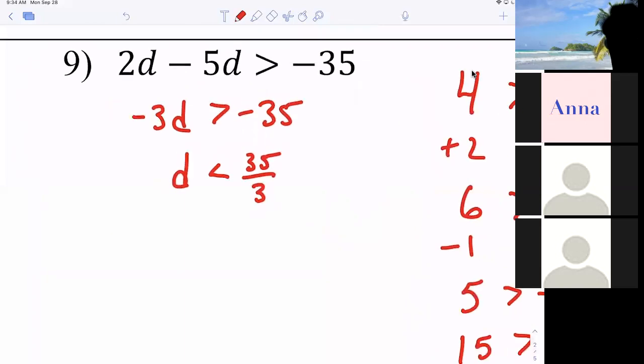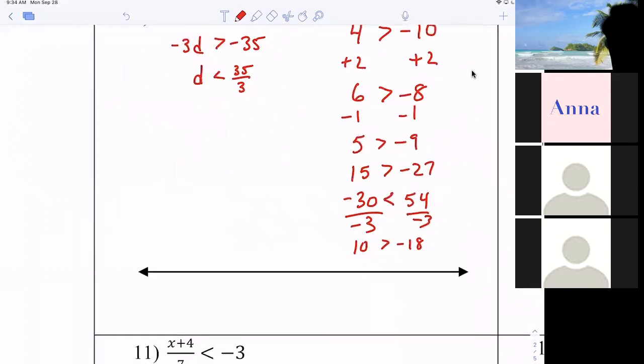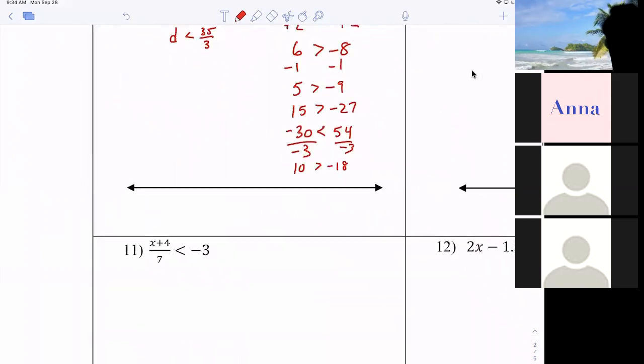D, we divided by a negative, so D is less than 35 thirds. Everybody agree with me? All right, so now we're going to graph 35 thirds. Do I care that 35 thirds is 11 2/3? No, I don't care. We just put 35 thirds as positive. So I put 35 thirds over here, and then I come over here and put negative 35 thirds.